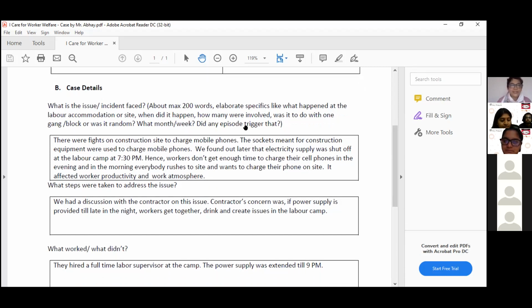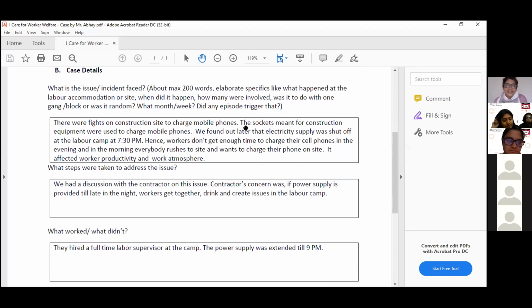Can you go down? What worked? This is a thesis in itself. Actually, this is one of what is a systems approach, Abhay. Amazing case. Ma'am, to be very honest, it was never intentional, but it did manage to have a positive impact.